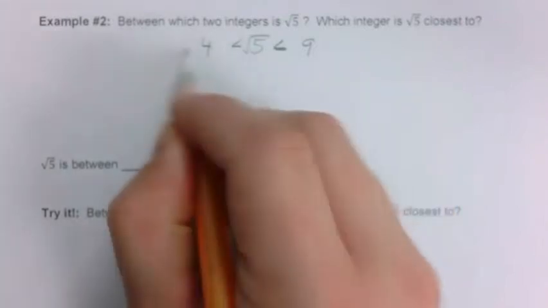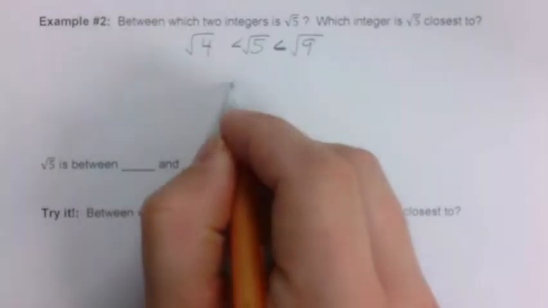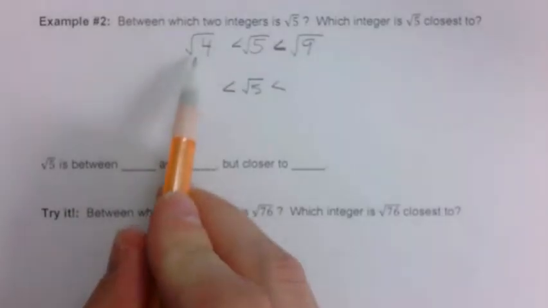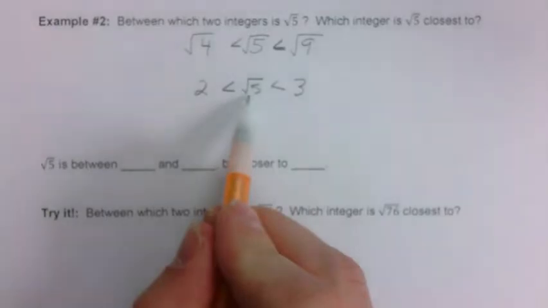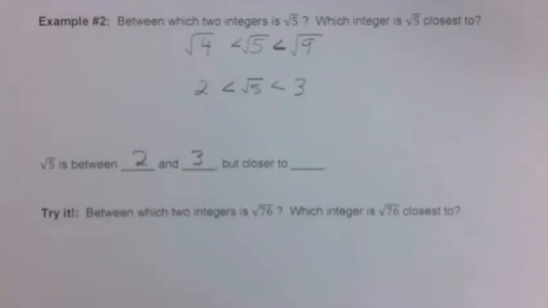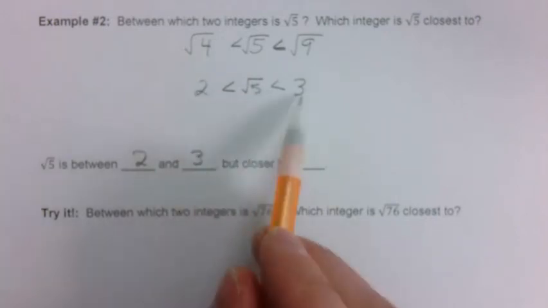So if I were to take the square root of 5, then I would have to take the square root of my other numbers as well. And that means that the square root of 5 is going to be between the square root of 4, which is 2, and the square root of 9, which is 3. The square root of 5 is between 2 and 3. Now I want to know which of these it is going to be closer to. Is the square root of 5 closer to 2 or closer to 3?